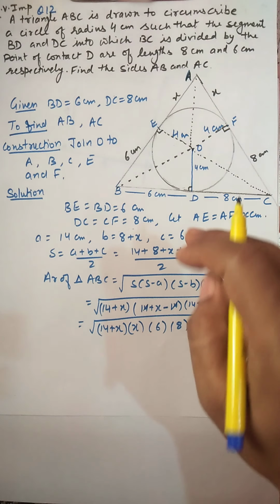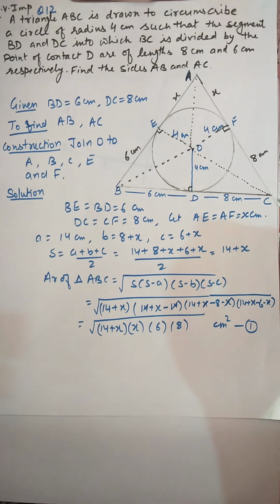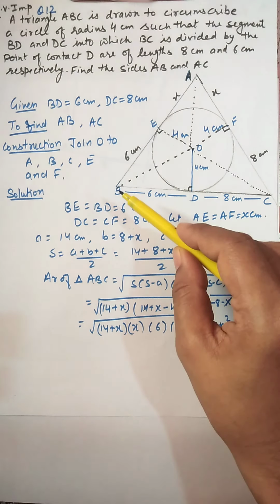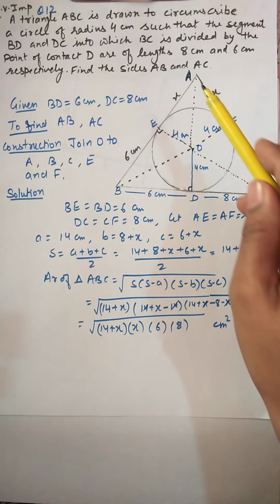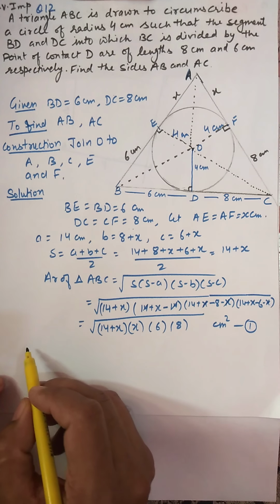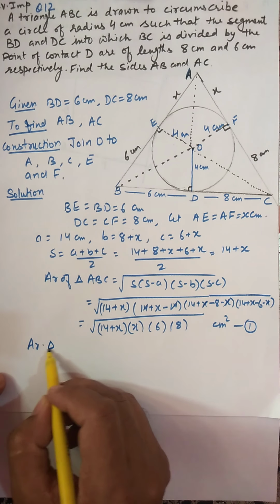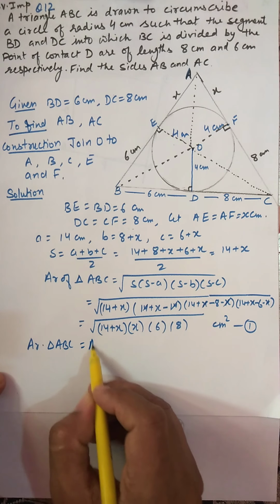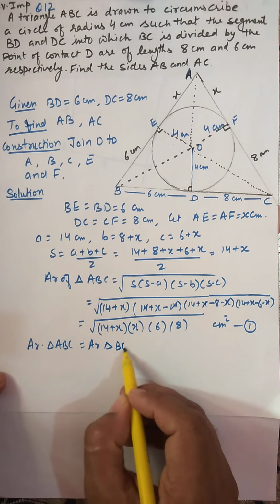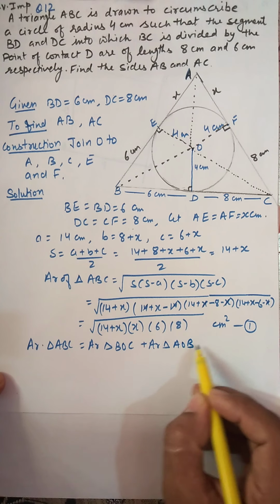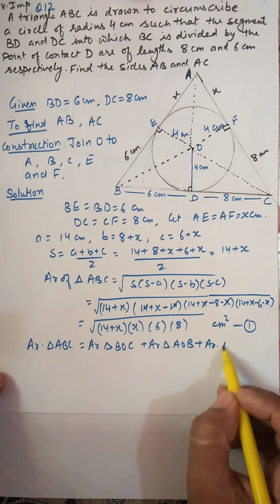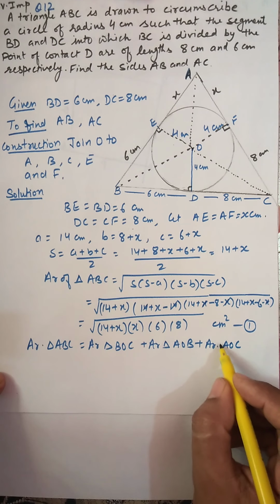Now you can see one more important thing, that the area of this triangle ABC is actually the sum of three triangles, BOC plus BOA plus AOC. So we can also write area of triangle ABC as area of triangle BOC plus area of triangle AOB plus area of triangle AOC.